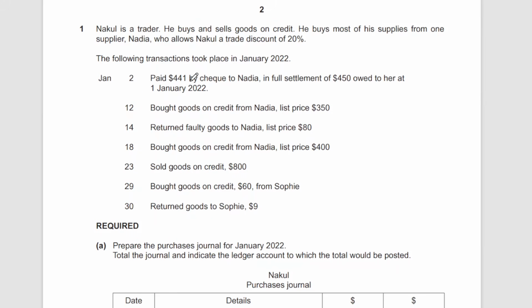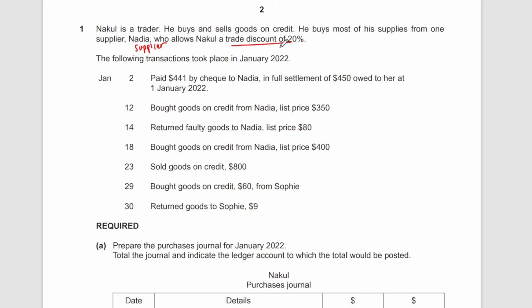Nukul is a trader. He buys and sells goods on credit. He buys most of his supplies from one supplier, Nadia, who allows Nukul a trade discount of 20%. Now, always clarify the relationship. Nukul is a trader, buys and sells. He buys most of his supplies, so in this case, Nadia is the supplier. Always clarify that relationship. You can't have your question all over the place. You need to clarify what's going on. Nadia allows Nukul a trade discount of 20%. You should know how that's treated.